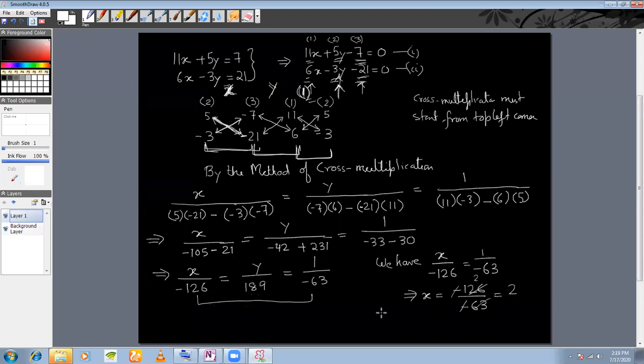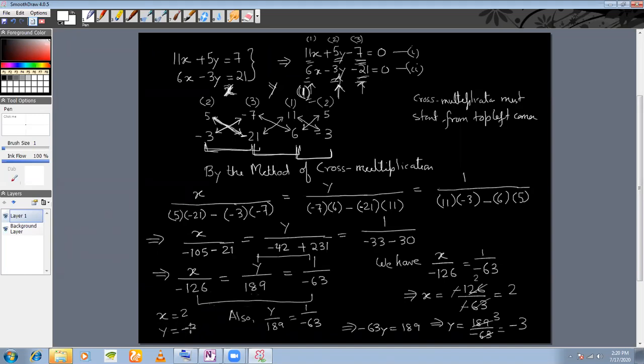Also, in order to find y, you consider these two. y by 189 is equal to 1 by minus 63. That means minus 63y is equal to 189, by cross multiplication. Which means y is equal to 189 by minus 63, and this will again cancel thrice. So we actually get minus 3. So what is the solution? Your solution is x is equal to 2 and y is equal to minus 3.